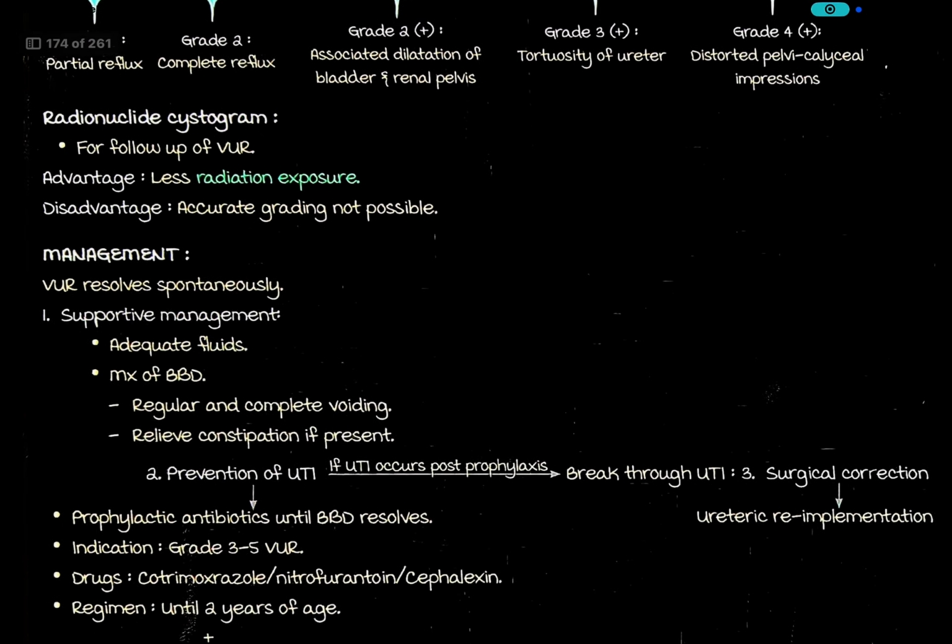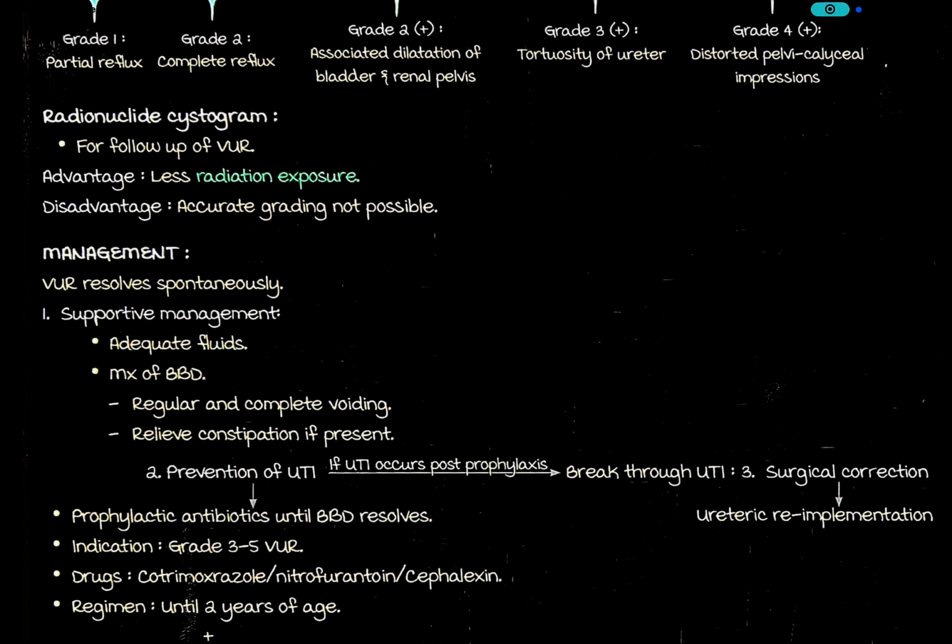Radionuclide cystogram is used for follow-up of vesicoureteric reflux. Advantage: there is less radiation exposure. Disadvantage: accurate grading is not possible. Management: vesicoureteric reflux resolves spontaneously.